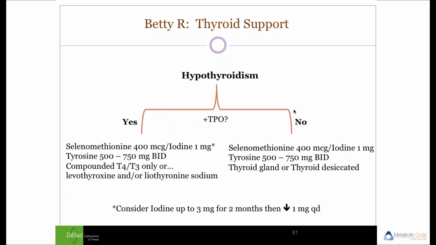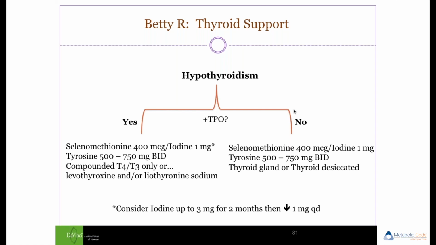If she's hypothyroid, is there a presence of TPO? If not, you can do selenium-methionine, iodine, tyrosine, and a glandular, just like we did with Frank. If the immune system has been activated, then instead, selenium-methionine, iodine, tyrosine, and I would switch this patient to a compounded T4, T3, or singularly prescribed T4 and T3. Why? We have to get the glandular out of the system. It can be exciting the immune system and therefore worsening her autoimmunity. I've seen this over and over and over in my practice.